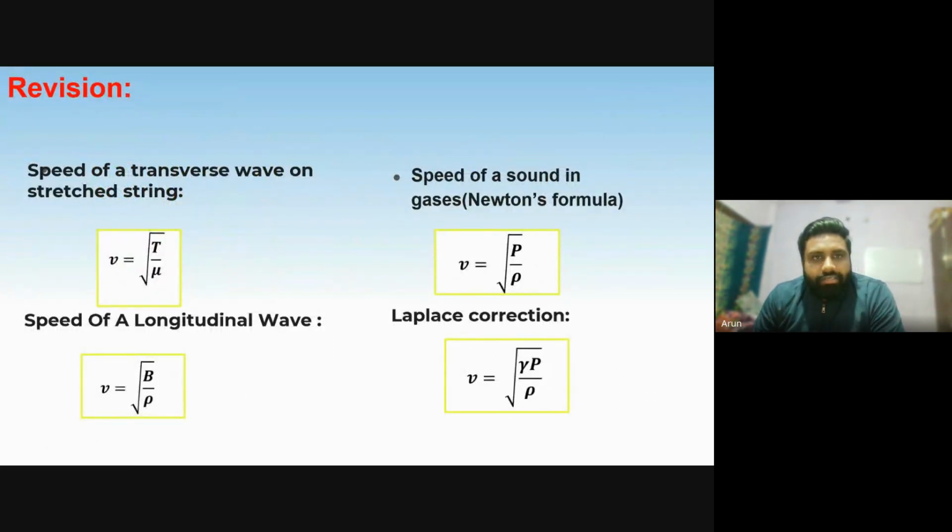So the speed of transverse wave on a stressed string, that is the formula here: V is equal to square root of T by mu. Now T is nothing but the elastic factor, or elastic property you can say. And mu here is nothing but the inertia property, or inertia factor.